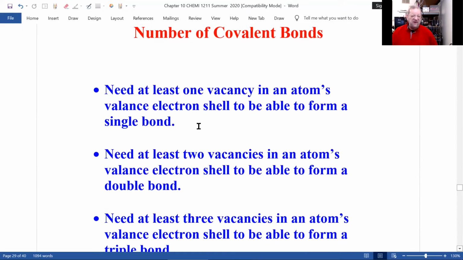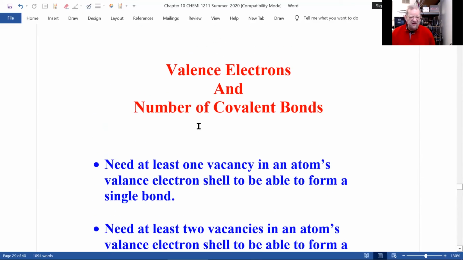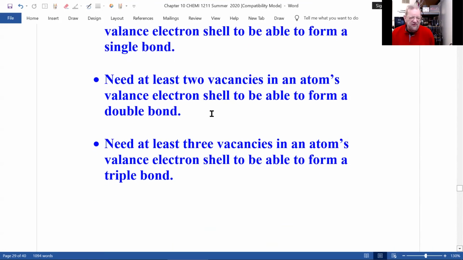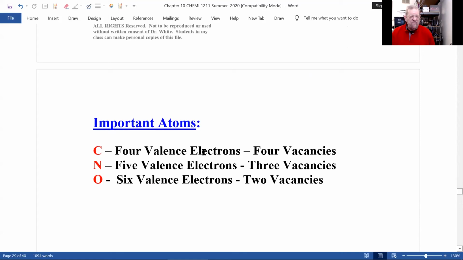Now, as I mentioned, valence electrons determine the number of covalent bonds; you need at least 1 vacancy to form one. If you have 2 vacancies, or 2 unshared electrons, you can form a double bond, and 3 for a triple bond. This sort of helps you know why certain molecules have certain types of atoms.